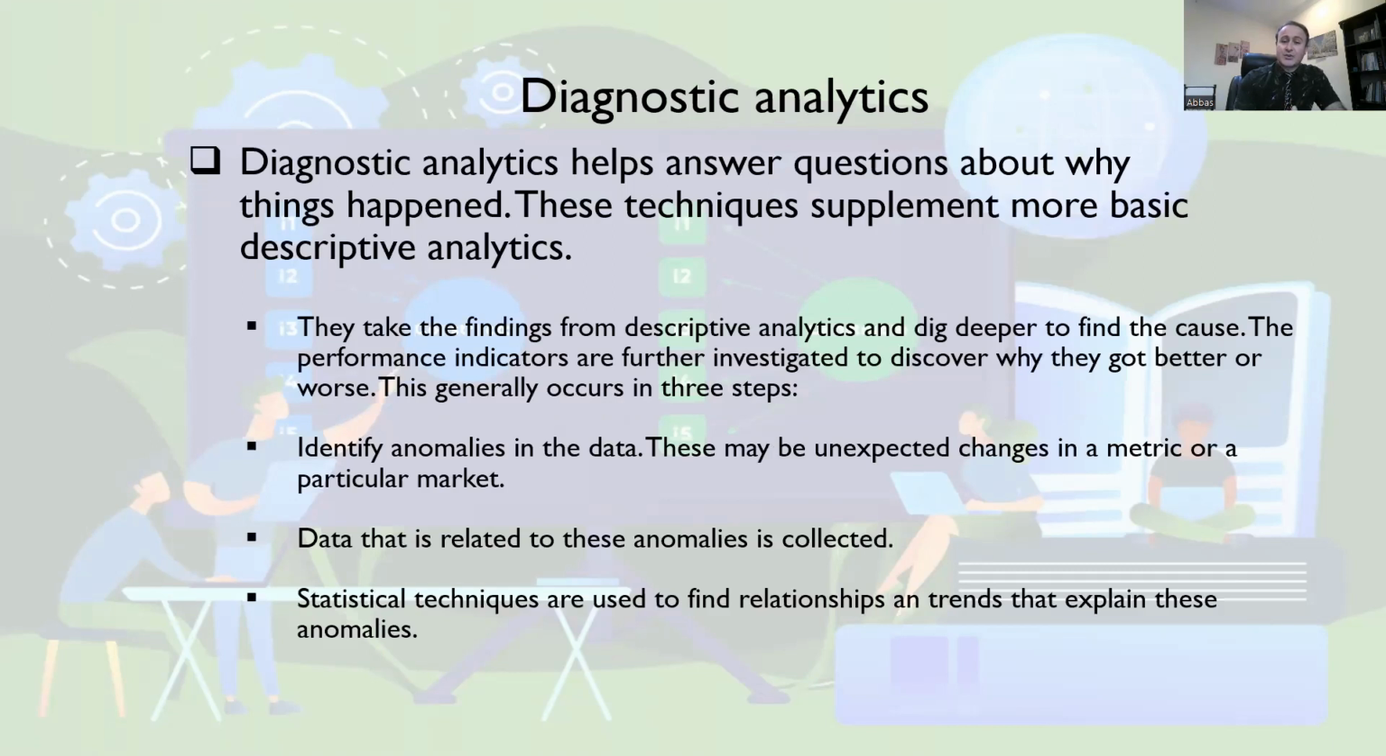Second comes diagnostic analytics. It uses the previous and historical data just like the descriptive one, but this time it looks at what causes things to happen. For instance, it identifies the anomalies in the data, and this may be unexpected changes in a metric or a particular market, and data related to these anomalies is collected, and finally it will find the causes.